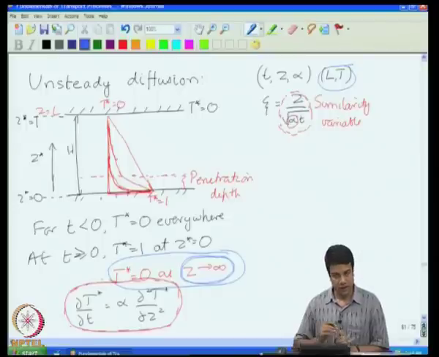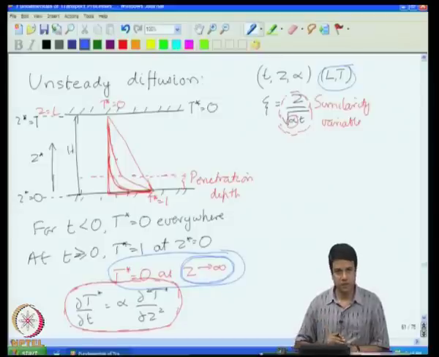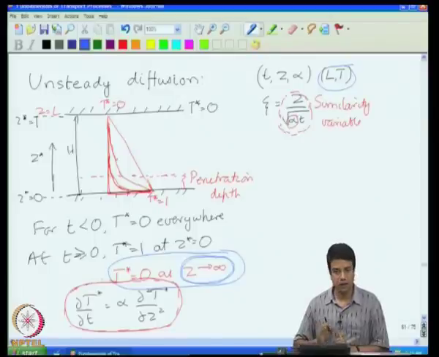Okay. And if this assumption is correct, then from this dimensionless variable, I should be able to rewrite the conservation equation in terms of this variable alone. Because once I have non-dimensionalized everything, the final equation that I get should not depend individually on z, t and alpha.